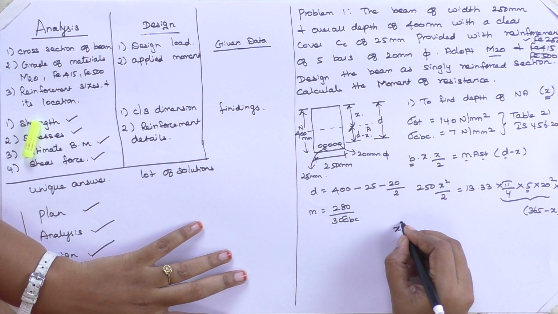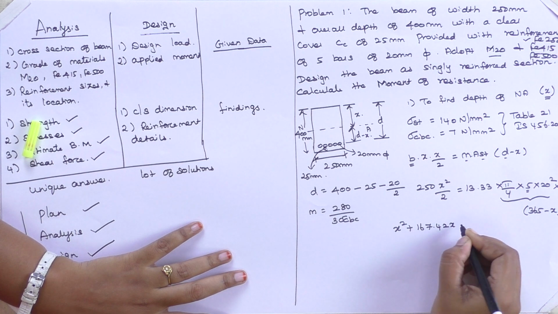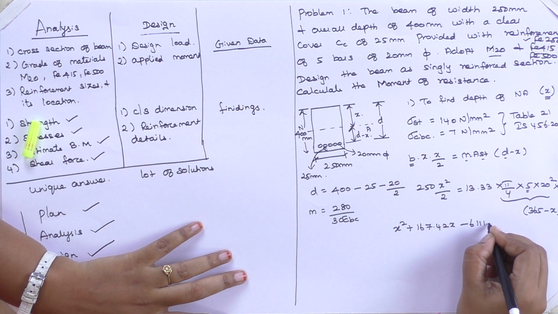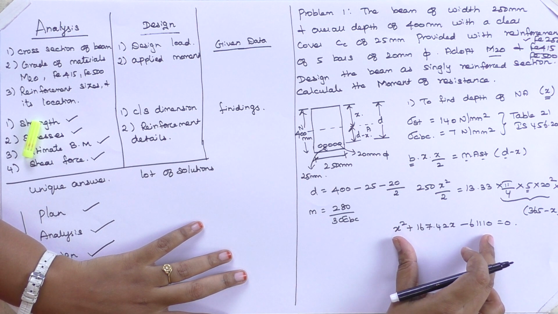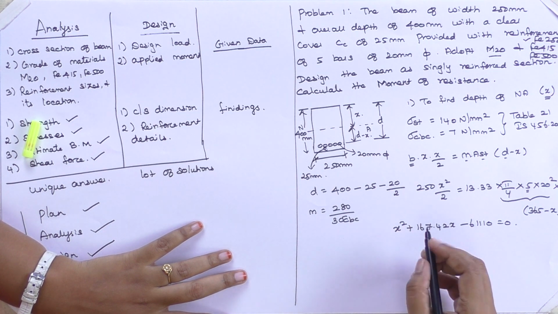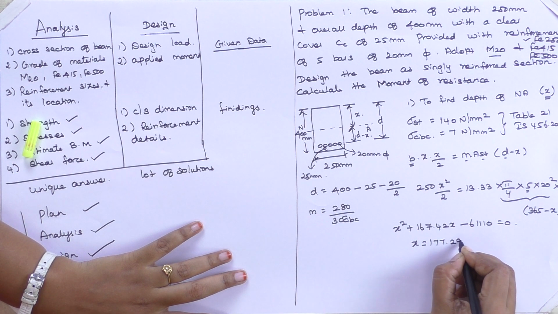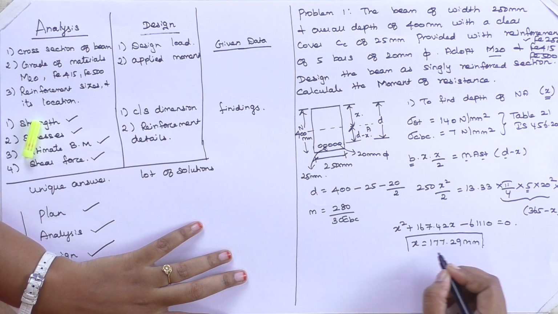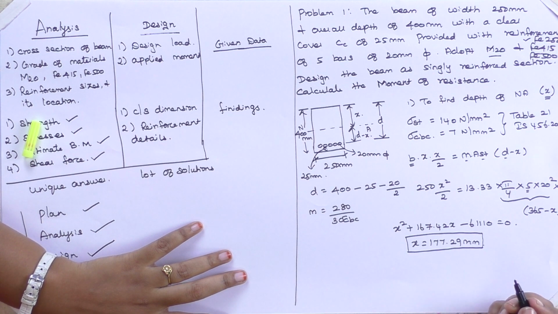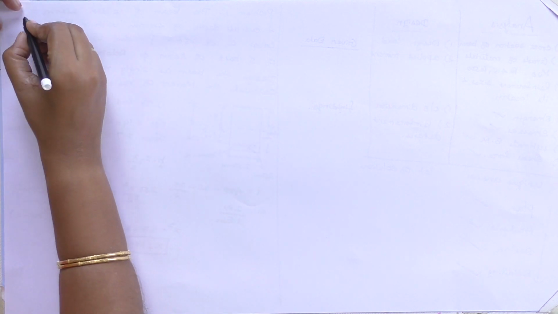Here you will get some equation. It is in the form of x square plus 167.42x minus 6110, that is equal to 0. If you solve this quadratic equation in calculator, you can get the value of x as 177.29 mm. This is the first step we need to calculate for depth of neutral axis. Okay, now we are going to step number 2.